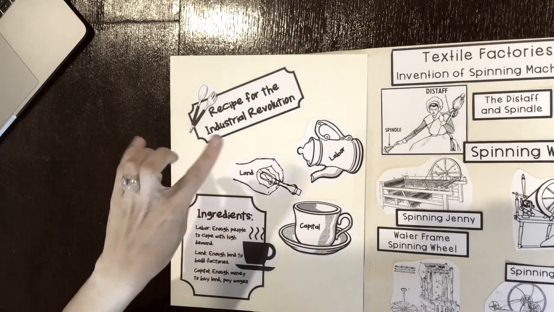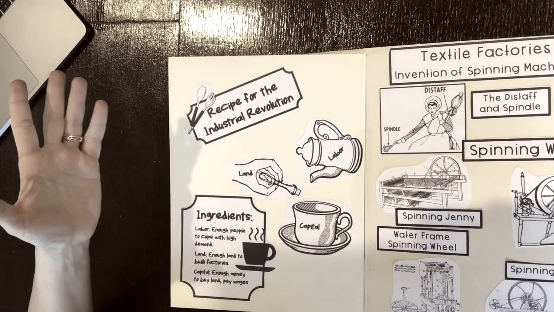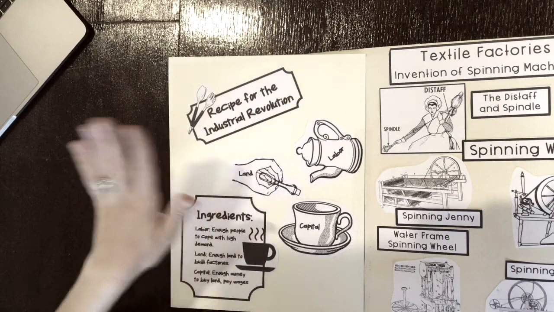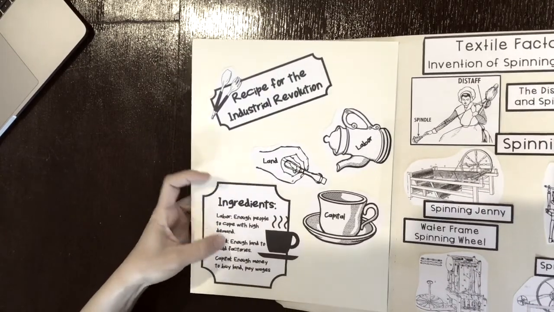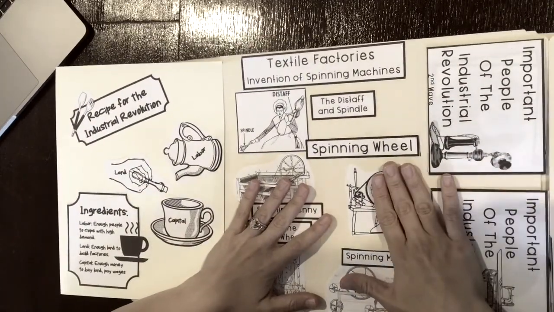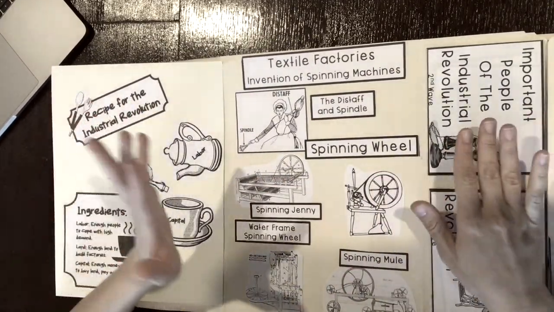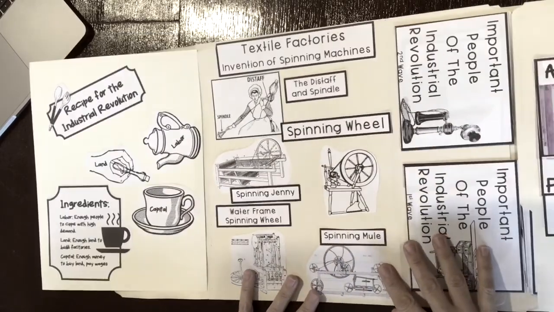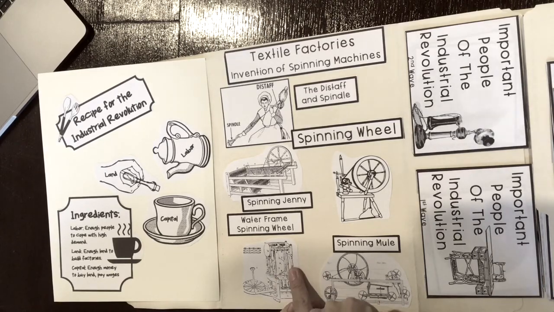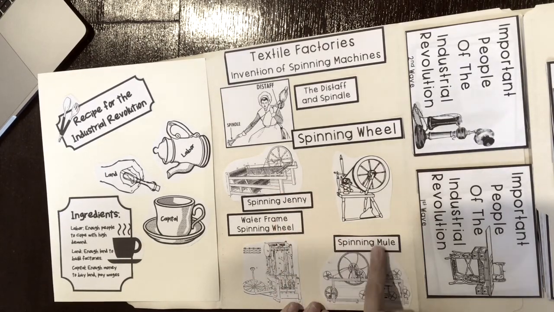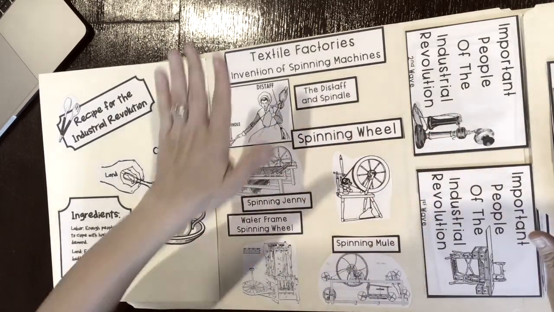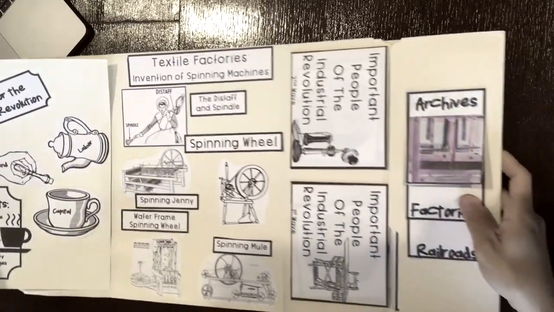And since it started in England, I thought it would be good to have the tea and the sugar layout, so that we remember. So labor, land, and capital. Then of course the textile factories, you cannot miss that. I was able to get some of these really nice done for this lab book, and just have the kids cut them and put the correct name for the different spinning machines.